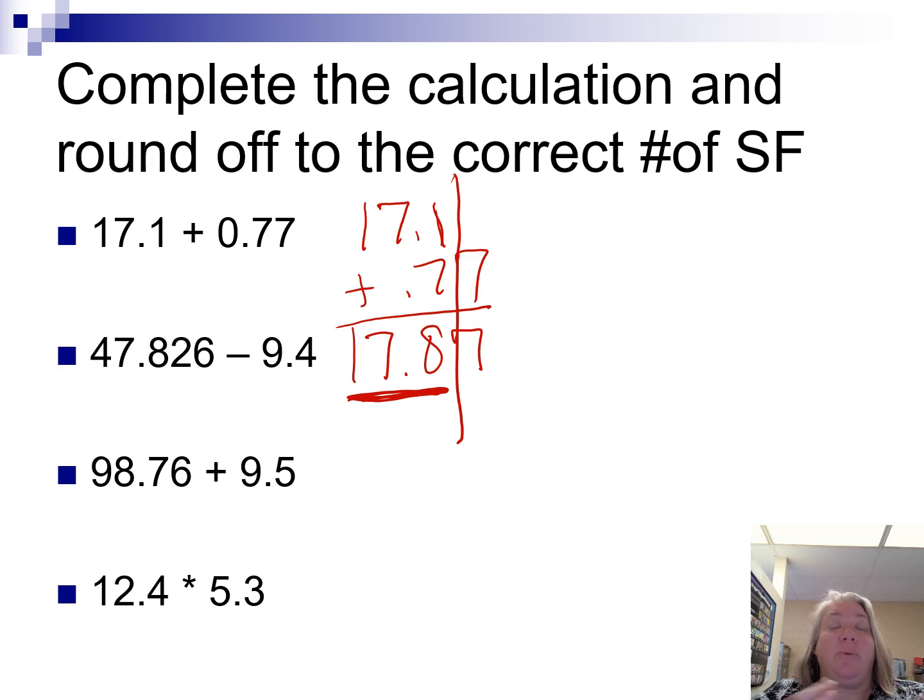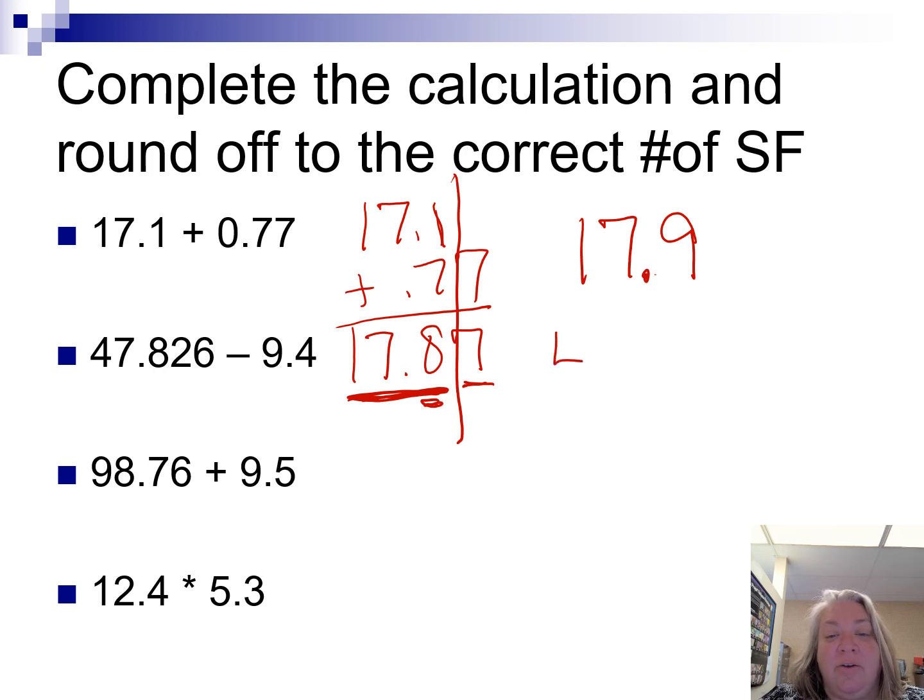Now, the question becomes, this last one, is it going to stay an 8 or does it round up? And remember, the way that we figure that out is we look at the next number, and we're going to go by that general rule of thumb. If it's 5 or above, we round up. If it's 4 or below, we leave it as is. It's a 7, so we're going to round this one up to 17.9. Let's try the next one.